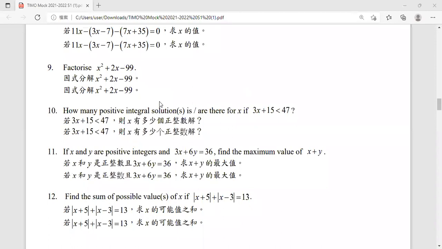Question 9. Factorize this one. Now, 2 ways of doing it. One, use identities. Second, cross method.